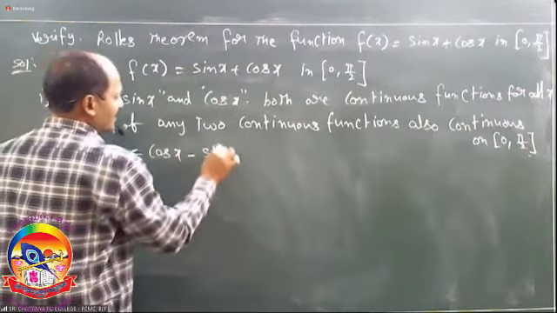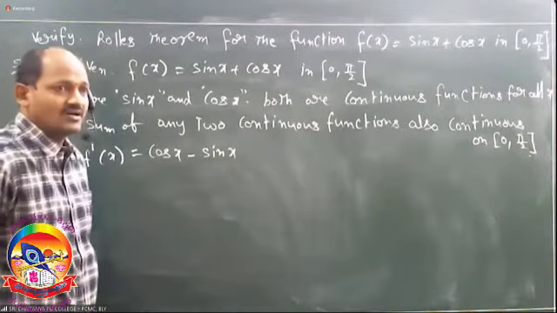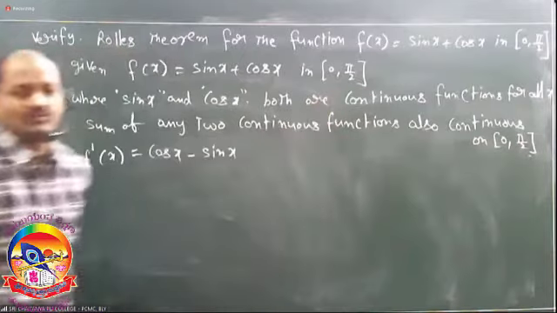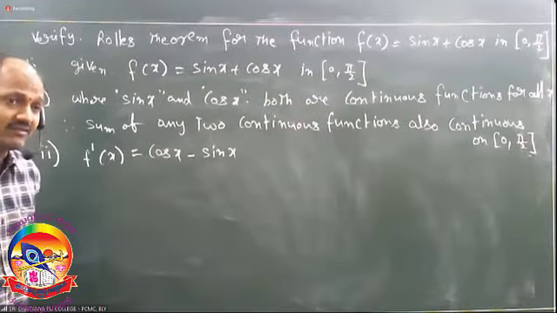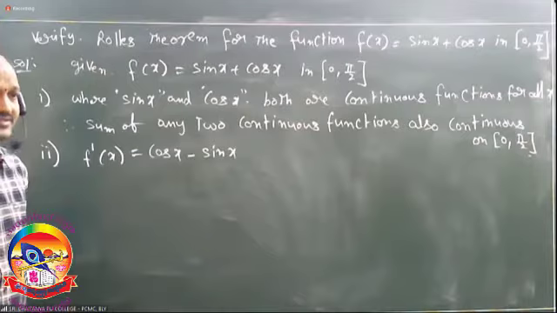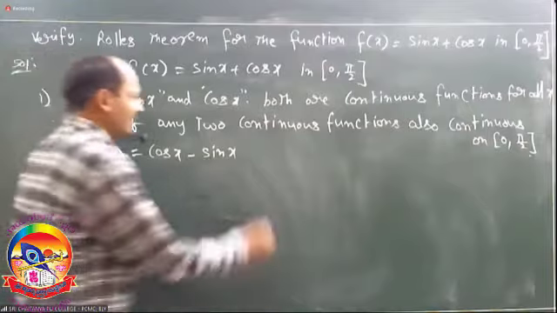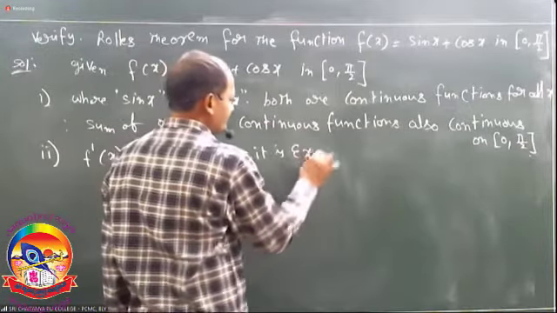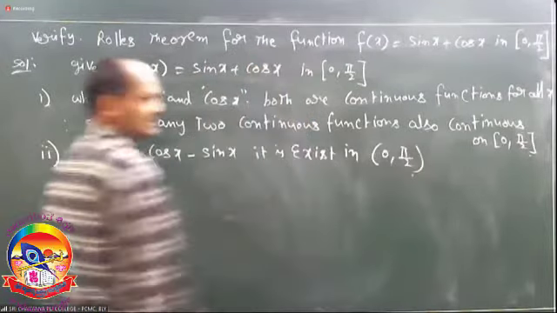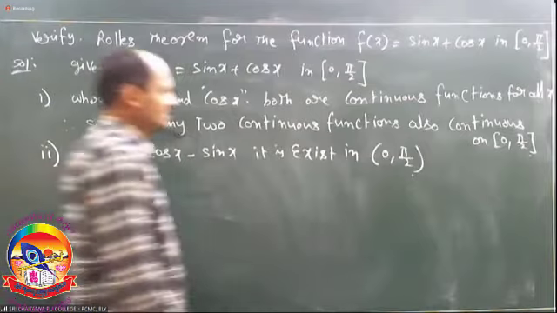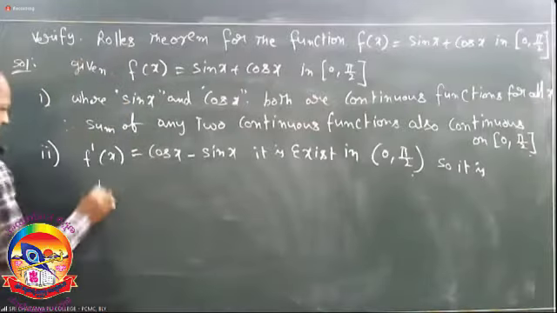Second, f dash of x: derivative of sin x is cos x, derivative of cos x is minus sin x. Sin and cos both are finite values in the given interval 0 to pi by 2. Difference of any two finite values is also a finite value. F dash of x is cos x minus sin x. It exists in 0 to pi by 2. It is a finite value. So it is differentiable.